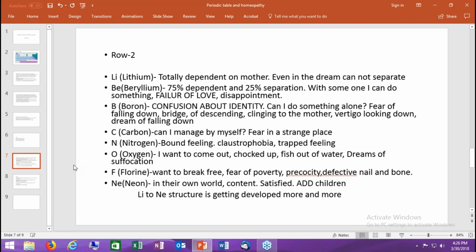The cases of failure of love or after disappointment in love, the emotional breakdown happens. Those cases can be taken under this beryllium. Next element is boron. Boron here, the identity itself is confused. Whether I am totally dependent on the other person or I can do something, I can try of my own. I am not sure whether I can succeed if I try something of my own.